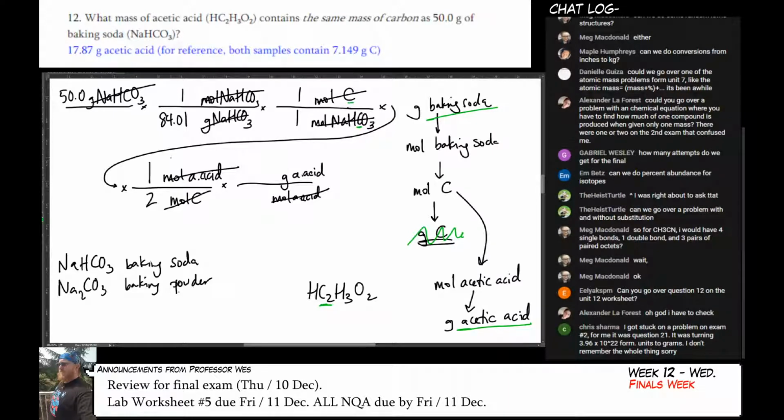HC2H3O2. 60.05 is the mass. That's the eraser. Grams per mole. Times it all together, you should get what's on the screen. 50 times 1 times 1 times 1 times 60. That's not 60.05. There we go. Divided by 84.01 times 1 times 1 times 2. 17.87. Is that what we got? Yeah.